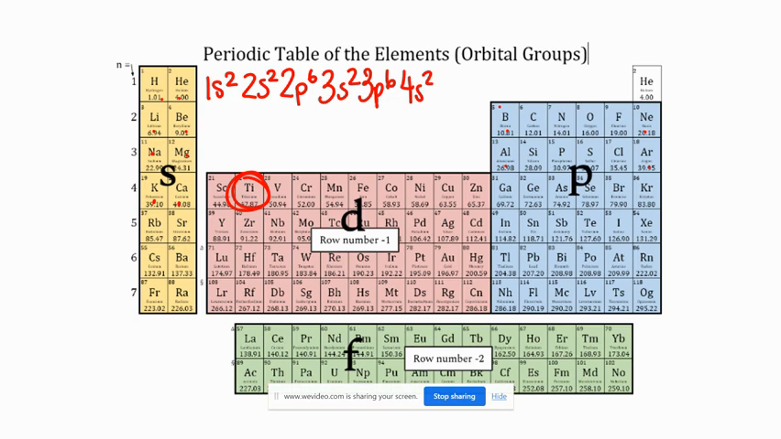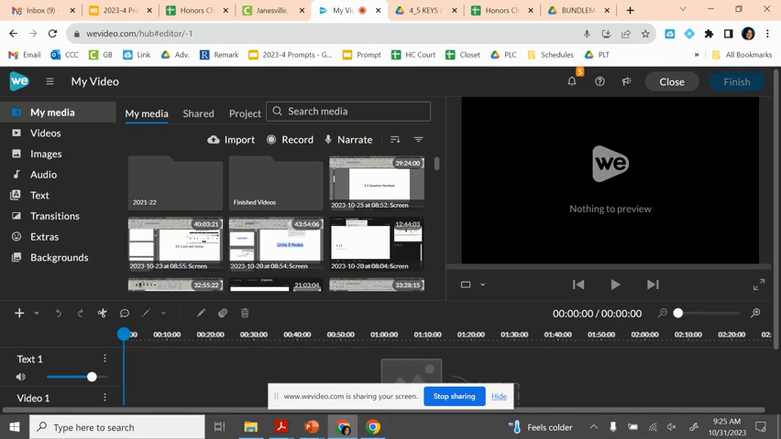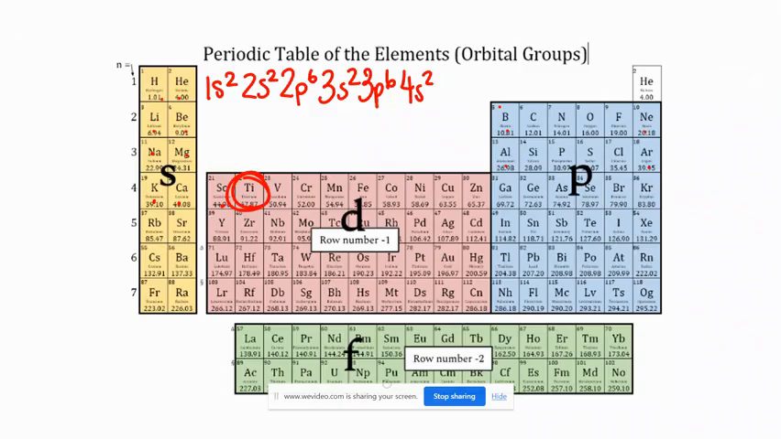And then I'm going to come over here. This is what for my N value? 3. Because it is period minus 1. Good. So 3d, but I only need 2 electrons to get there. So 3d2.